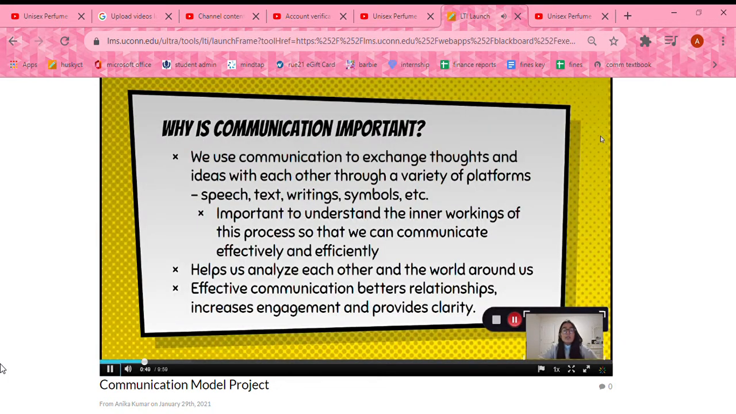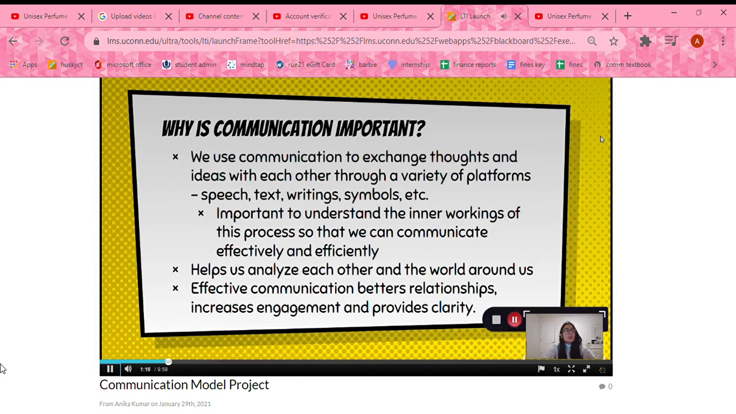So why is communication so important? We use communication to exchange thoughts and ideas with each other through a variety of platforms, things like speech, text, writing, symbols, etc. It's very important to understand the inner workings of this process so that we can communicate effectively and efficiently. Communication helps us analyze each other and the world around us, and effective communication betters relationships, increases engagement, and provides clarity.